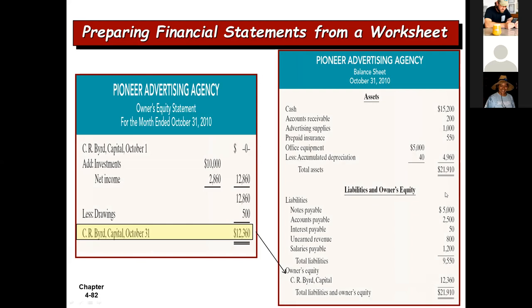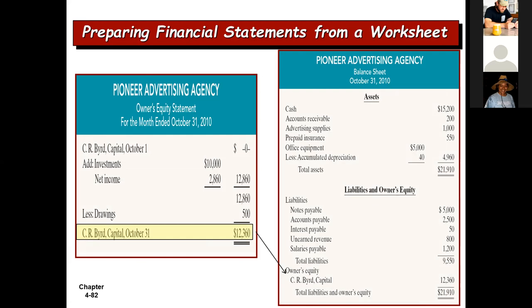So that basically summarizes the three financial statements that you should be familiar with. The income statement showing you how much revenues, expenses, and net income or profit for the period. The equity statement showing you the change, increase or decrease in the owner's equity. And the balance sheet showing you the total assets equals liabilities plus equity.